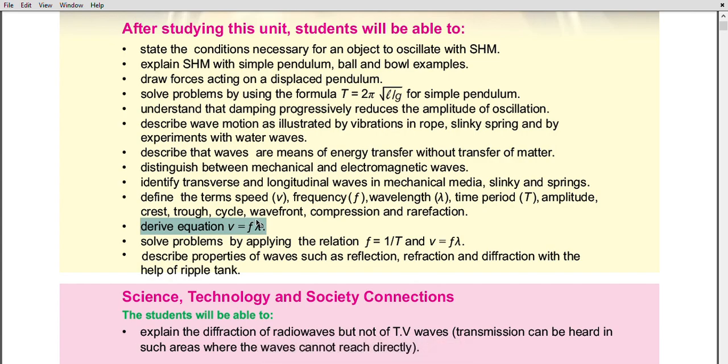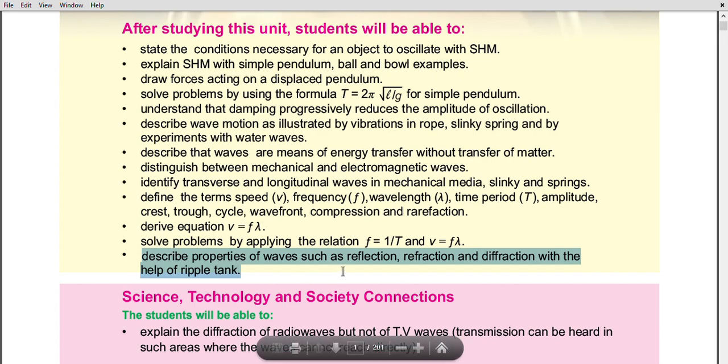Here f is the frequency and lambda is the wavelength. And then we will be able to solve some problems related to this formula, v is equal to f lambda, or f is equal to 1 over T. And then we'll be able to describe the properties of waves such as reflection, refraction, and diffraction by using a ripple tank.